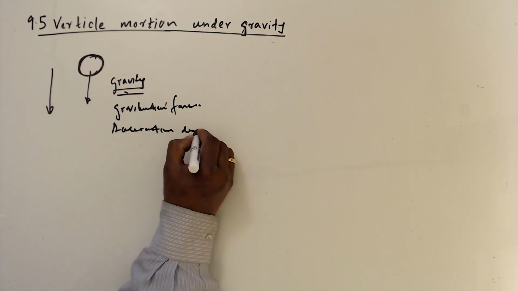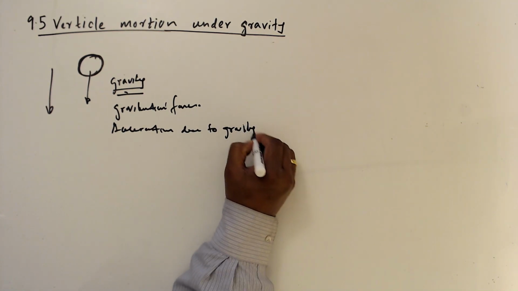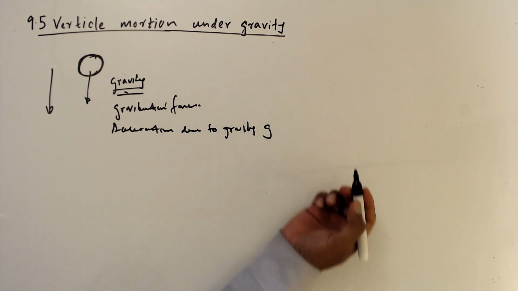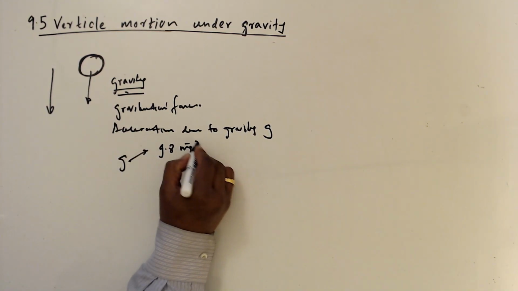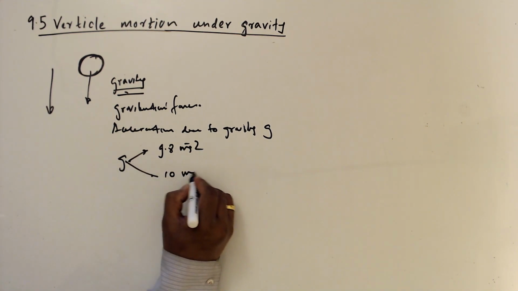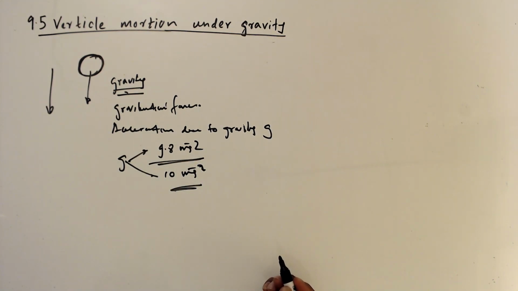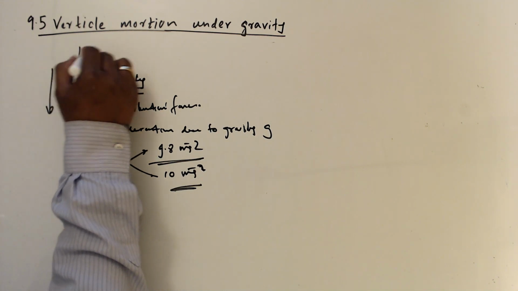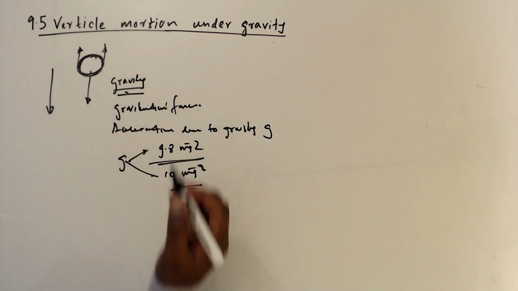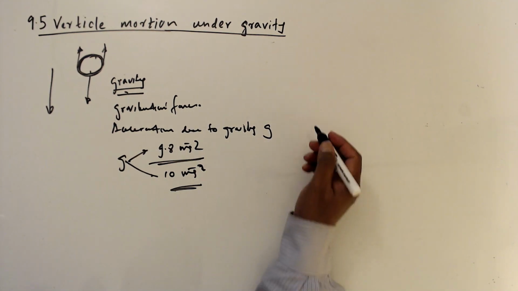Acceleration due to gravity is usually denoted by g. So g can be 9.8, or sometimes it will be rounded up to 10. It depends on the sum. Usually it is 9.8. And in this section we don't consider any air resistance opposed to the falling direction.